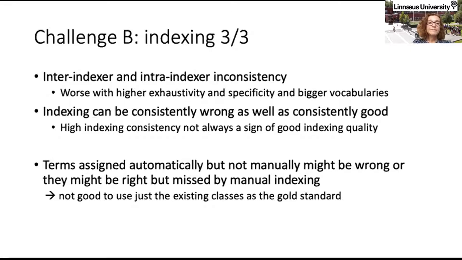We have inter-indexer consistency, so consistency between two indexers, but also within one indexer who may assign different terms at another point in time. And this is really much related to higher exhaustivity and specificity and bigger vocabularies. Consistency will be higher if we have a vocabulary of 100 terms, and it will be much lower if we have a vocabulary of 14,000 terms. Also, indexing can be consistently wrong as well as consistently good. So high indexing consistency is not always a sign of good indexing quality.